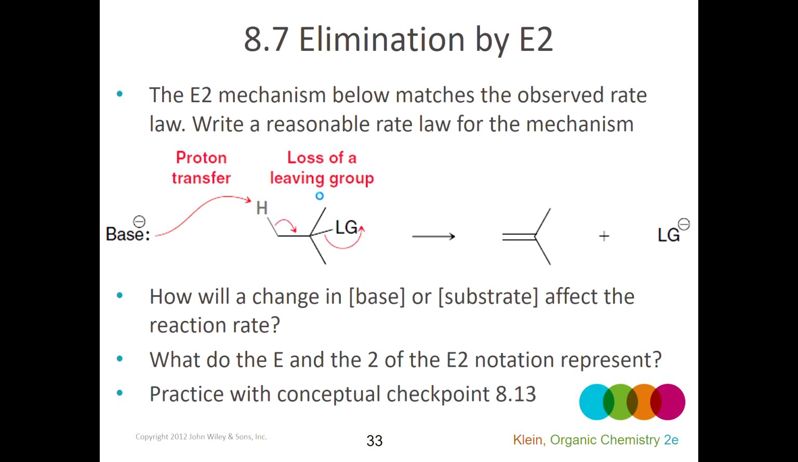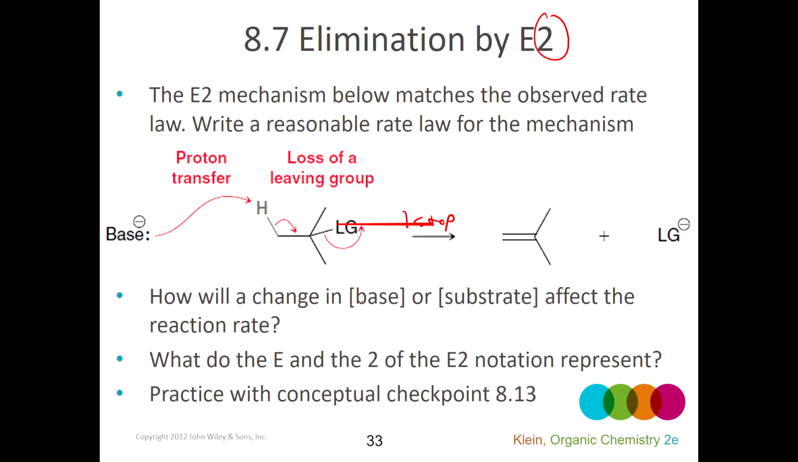Right, so let's look a little bit at the E2 in a little bit of detail here. So we said in the E2, the base picks off the proton, the electrons swing in, push out the leaving group. That all happens in one step, but it's second order overall because both reactants are involved in a collision in the only step, which is also the slow step, obviously.